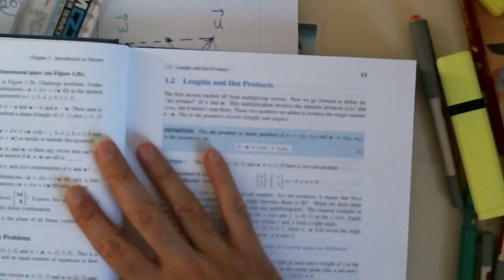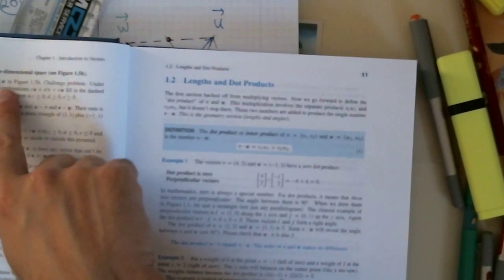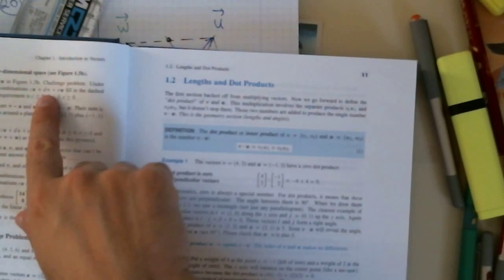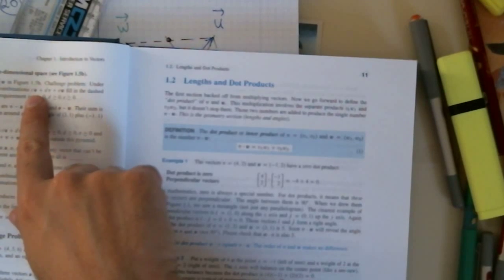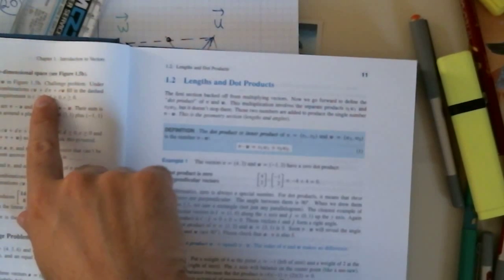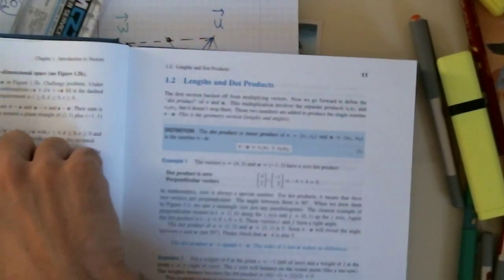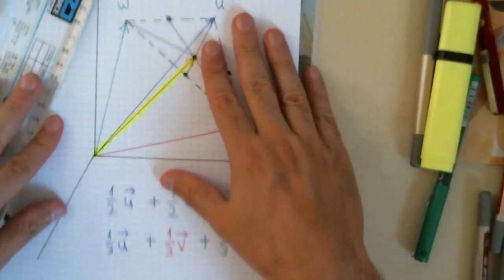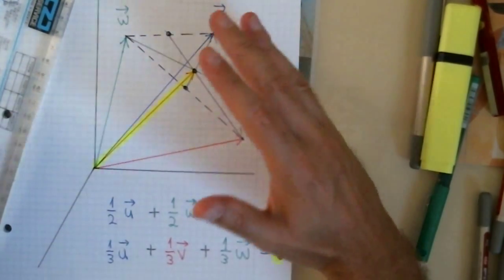One second, let's see the challenge problem. Under what restrictions on C, D, and E will the combinations C times U plus D times V plus E times W, something times the blue vector plus something times the red vector plus something times the green vector, fill in the dashed triangle. The dashed triangle is what we drew here. I'm sorry. This is the dashed triangle. So we want to fill it up.